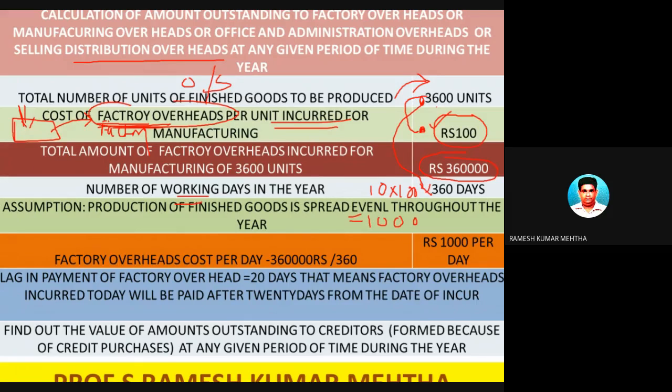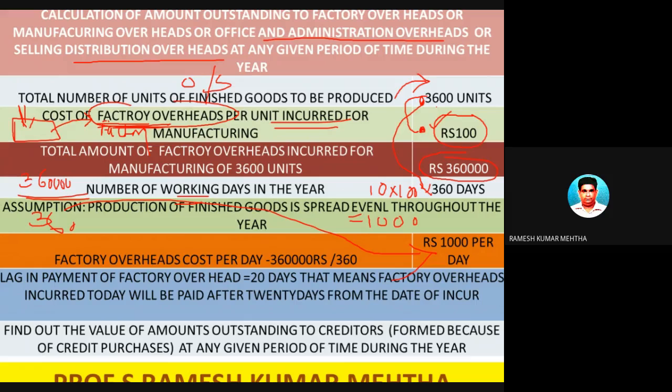Or the other way is 3,60,000, the total factory overheads for the whole year, divided by 360 days is equal to per day the total factory overheads of 1000 rupees. So if you want to find out the formula for outstanding office and administration overheads per day, or the outstanding overheads at any given period of time, just replace factory overheads by office and administration overhead, and similarly selling and distribution overheads, and similarly wages and all pertinent outstanding expenditures.